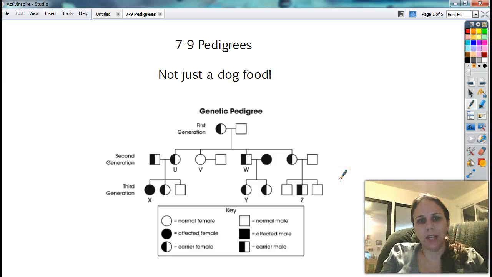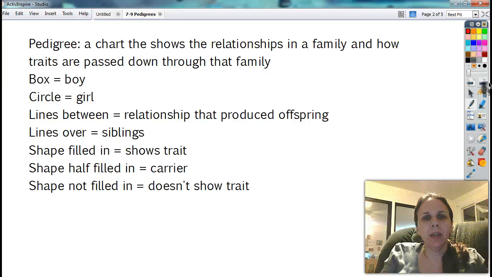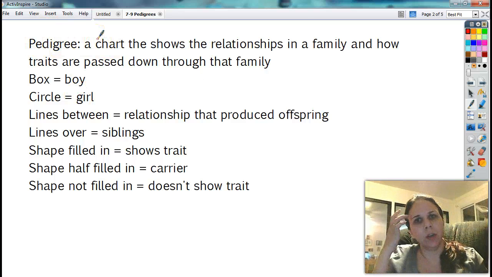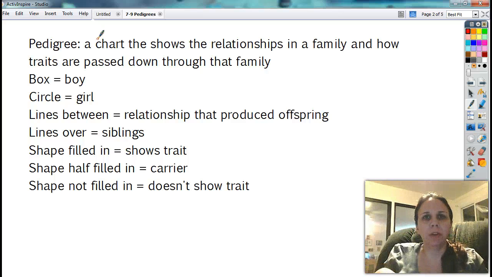In order to understand this, there's a few things we need to know. It's right here on the title page, but it will also say it on the next page. A pedigree is just any sort of chart that we use to show the relationships in families, like who's married to who and who had what kids, but also how the traits are passed on through that family. So we can actually follow it and go, oh, it went from grandpa to you and then to the grandson. So we can do that with a pedigree.